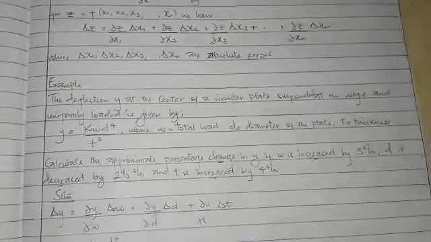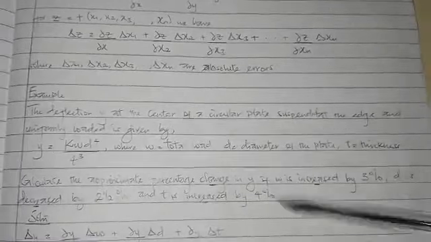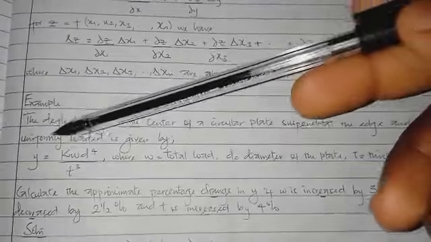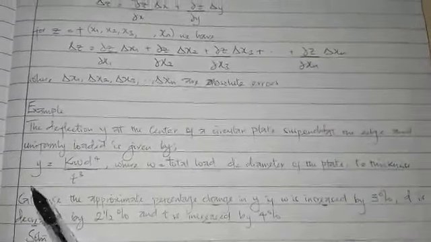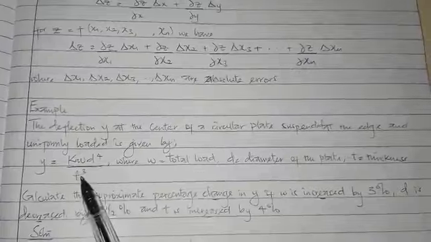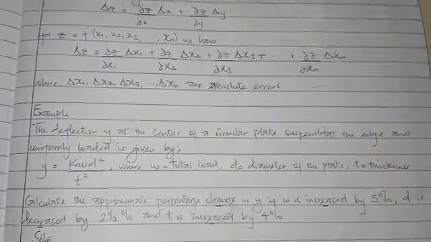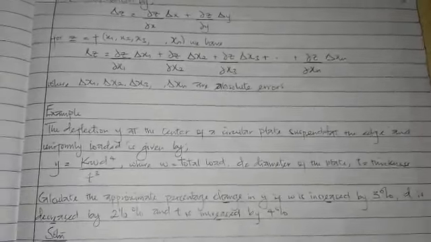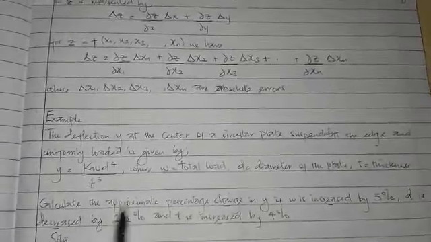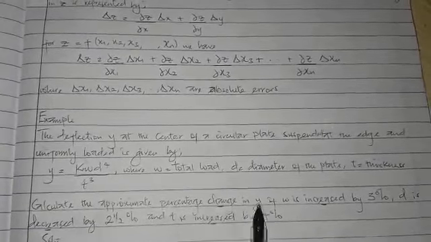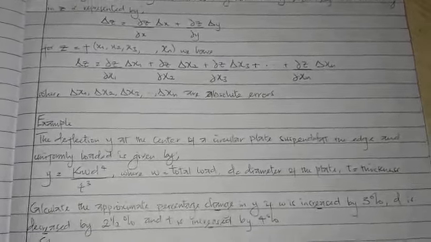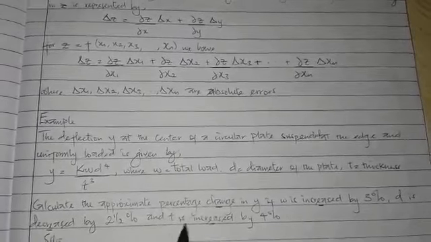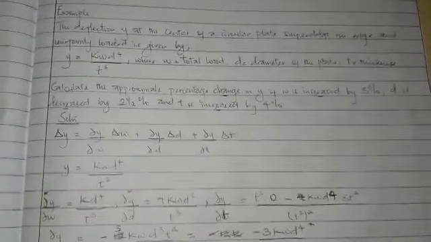Okay, so let's take an example. The deflection y at the center of a circular plate suspended at the edge and uniformly loaded is given by y is equal to kw d raised to the power 4 over t raised to the power 3, where w is the total load, d is the diameter of the plate, t is the thickness. Calculate the approximate percentage change in y if w is increased by 3%, d is decreased by 2.5%, and t is increased by 4%.